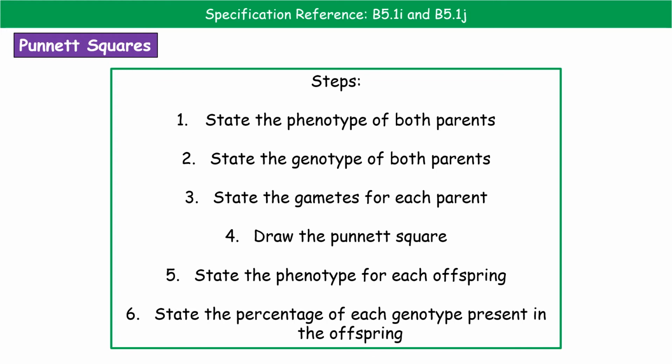This is going to ensure that whatever the marks are, you will get all of them. So first thing, state the phenotype of both parents. Now remember, the phenotype is kind of what you see as the easiest thing there to remember it as. So that would be brown eyes, blue eyes, etc. The genotype are the genes that are present. So that's our step 2, state the genotype of both parents. Step 3, state the gametes for each parent. Draw the Punnett square. Then we're going to state the phenotype of each offspring in the Punnett square. And finally, we state the percentage of each genotype present in the offspring. So those are the 6 steps we need to actually succeed in this question and get max marks every single time.